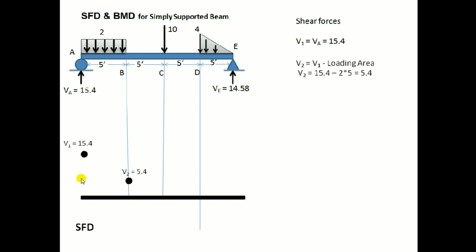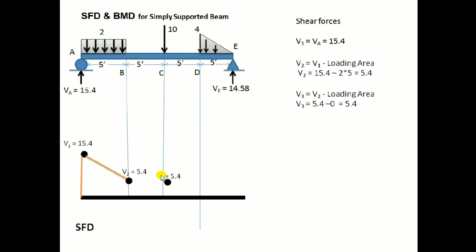This is V1, and this is V2, equal to the previous shearing force minus loading area. This is the loading area, 2 into 5. So previous shearing force minus 2 into 5 loading area. Thus we can find out V2 is equal to 5.4. And here you can see that the slope of shearing force is 1 degree higher than the slope of loading. Slope of loading is 0, and here the slope of shearing force is 1 degree.